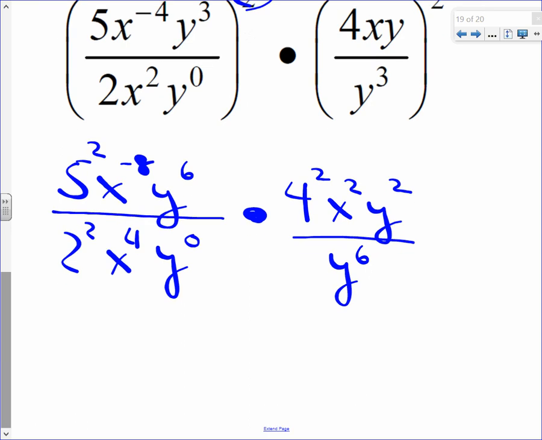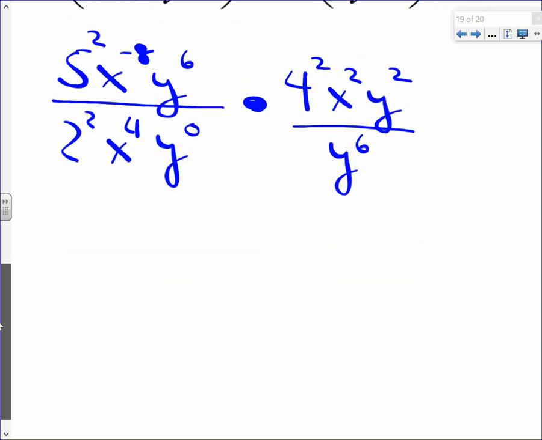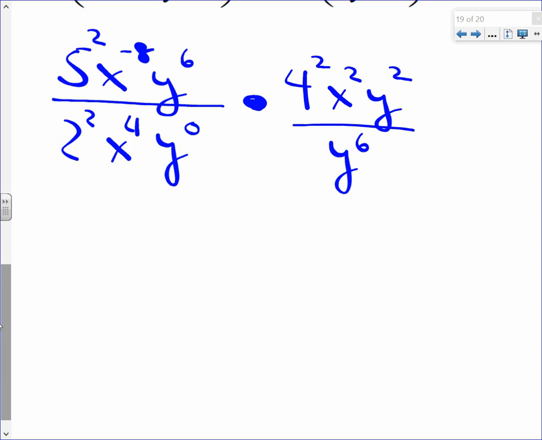So far, so good. We're nowhere near done. We've got a lot of work to do still. But any questions on the first step here?